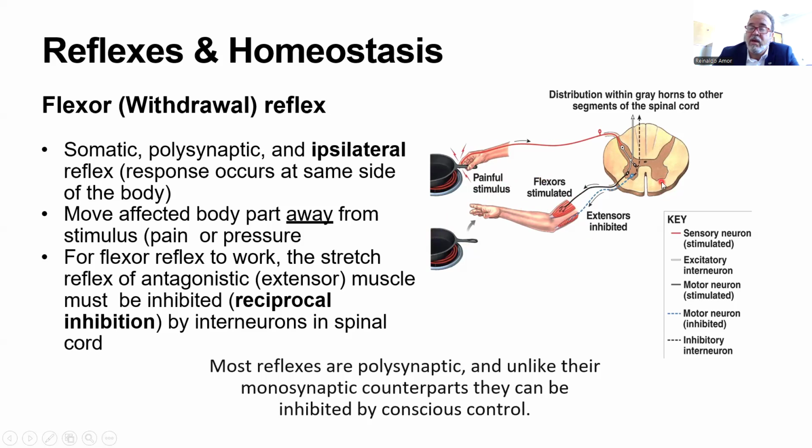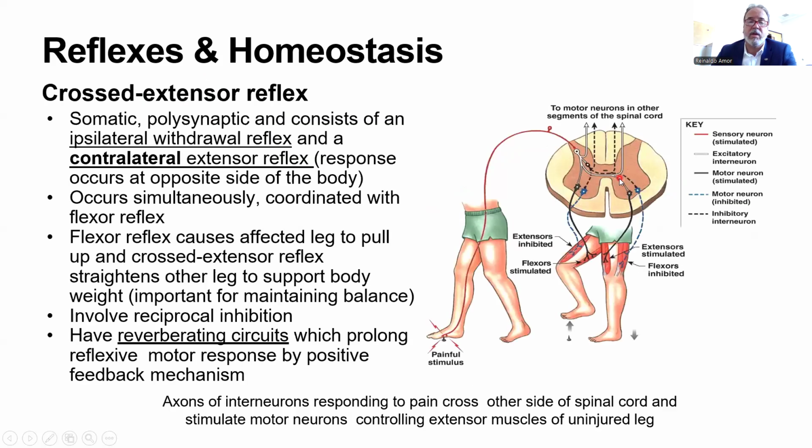So again, you can see another interneuron here that is going to be inhibiting the extensors of the back. This is reciprocal inhibition that also occurs here. And this information is sent to the brain, for memory, so that you don't do it again. But the flexor reflex is also polysynaptic. We have what is known as the crossed extensor reflex as well.